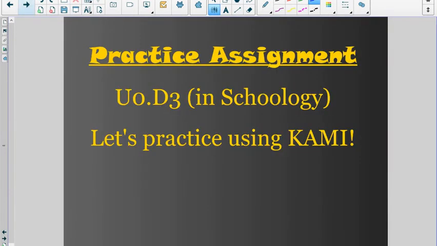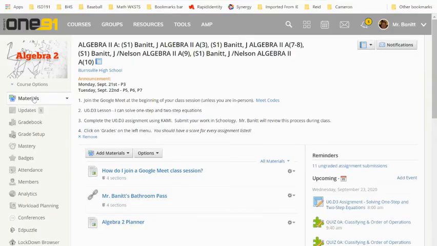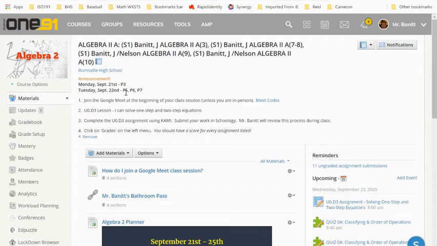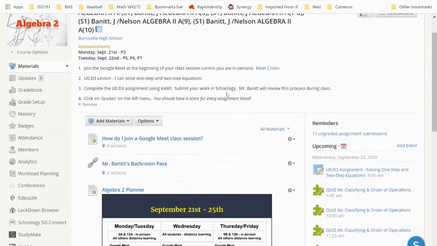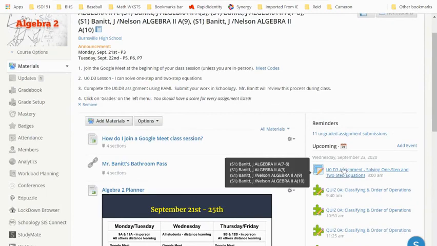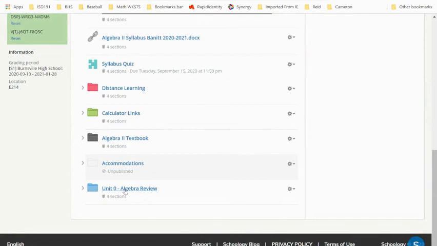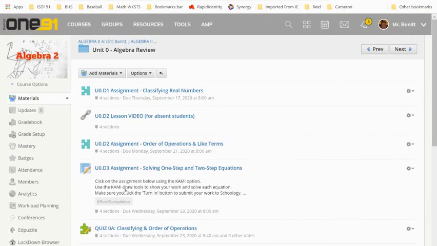Your assignment today is posted in Schoology. It's Unit 0, Day 3. I'd like you to practice by using Kami. So you want to go to your Schoology course, and after you've found your course, click on the assignment in the upcoming section. If it's not there, you can scroll down to the Unit 0 Algebra Review folder and click on it inside the folder.